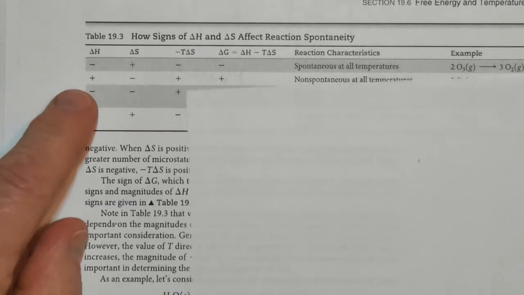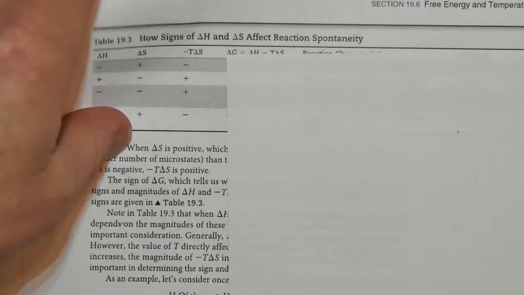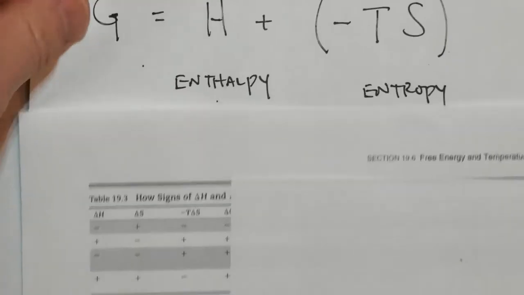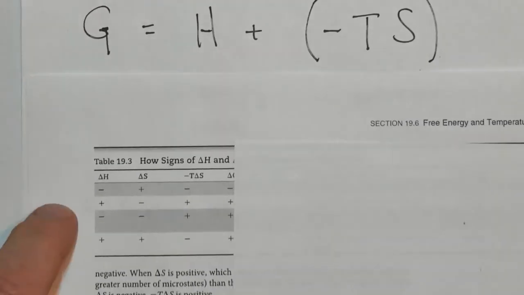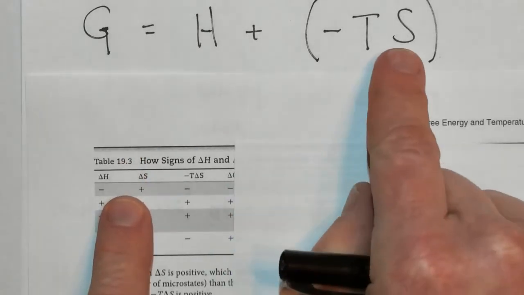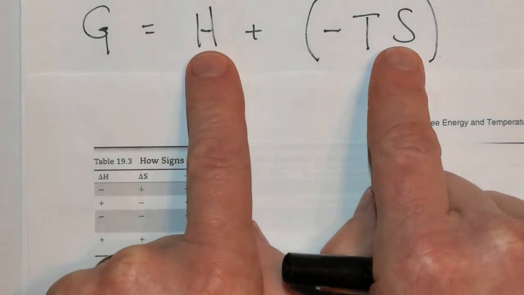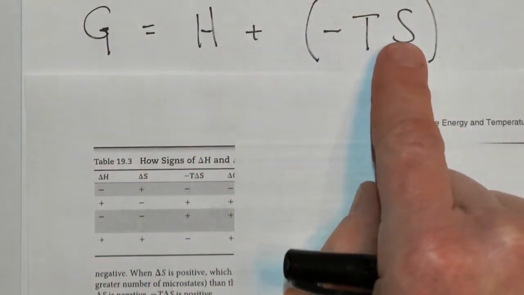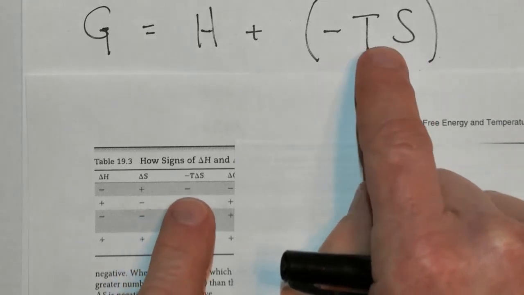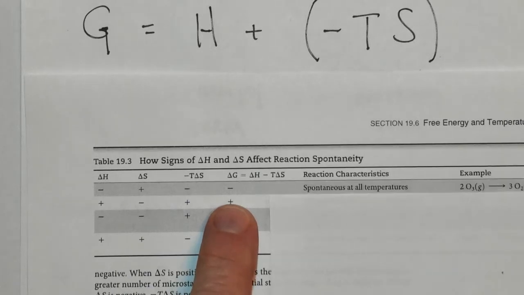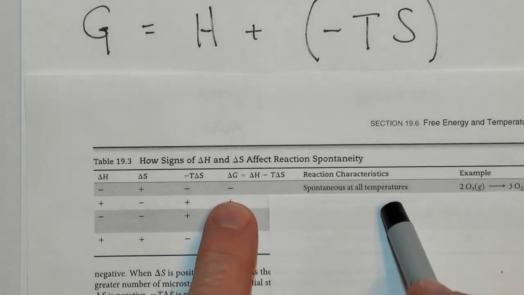So, if H is negative, I'm going to keep the equation up here as well. So we'll zoom in on this. There's the equation. If H is negative and S is positive, that means we've got a minus sign here, and we have a minus sign here with a positive value here. That means that TS is also negative, and therefore G is going to be negative, which means it's always spontaneous. It's going to be spontaneous at all temperatures.